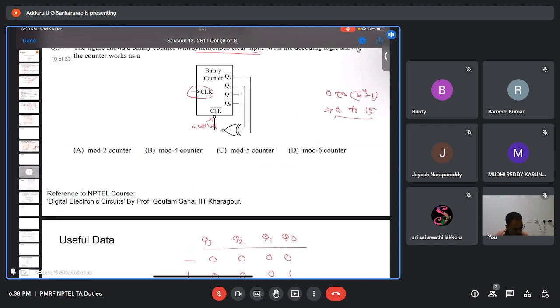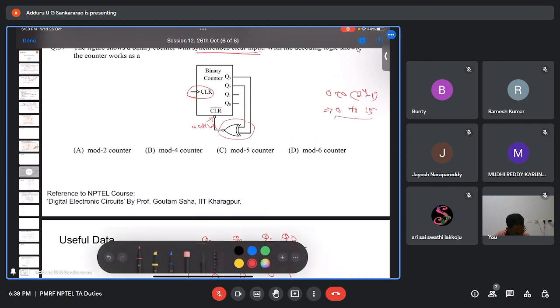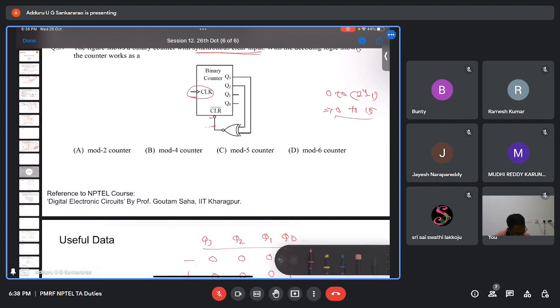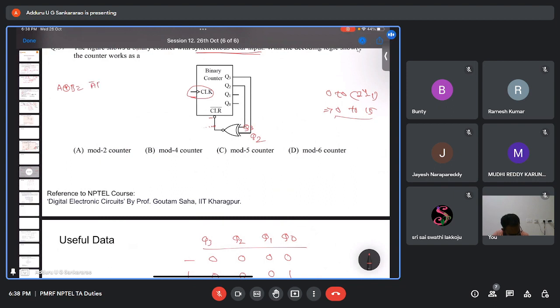This is the normal counting sequence for this counter. But some extra XOR gate combinational logic circuit is used. Now what are the inputs for this combinational logic circuit? Q3 and Q2 are given. So the input for this gate is Q3 and Q2. Now we know a two input, sorry, it's an XNOR gate. A XNOR B is A bar B bar plus AB.